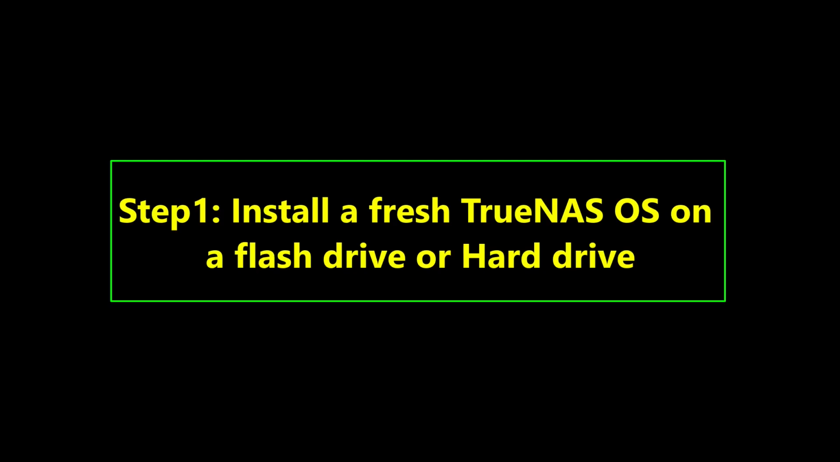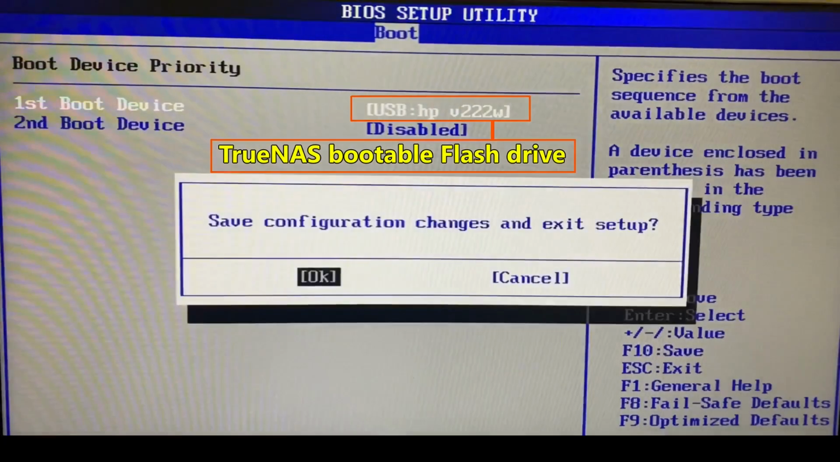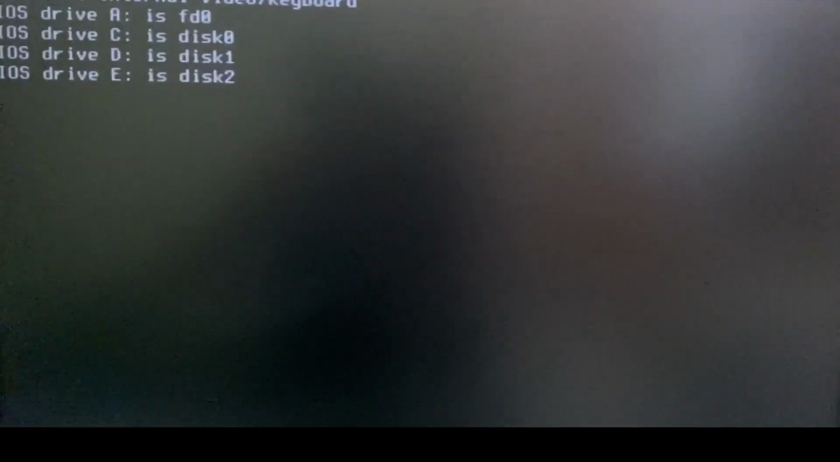In my case, the flash drive is functional, so I'm going to install the TrueNAS operating system on a flash drive. I have made the pen drive bootable with TrueNAS operating system, so we are ready to do the fresh installation. If you're interested in knowing how to make the pen drive or flash drive bootable with TrueNAS operating system, you can refer the video that I've pinned on screen. Boot priority is updated to boot from the TrueNAS bootable flash drive.